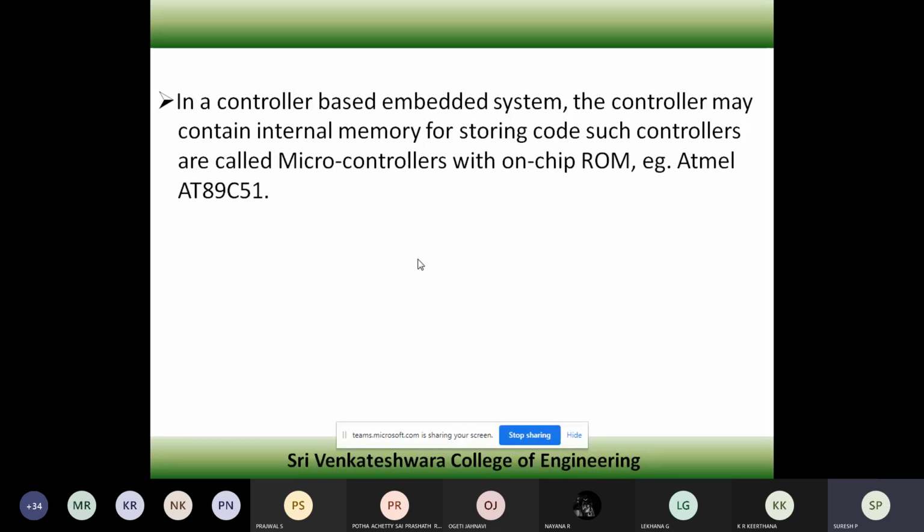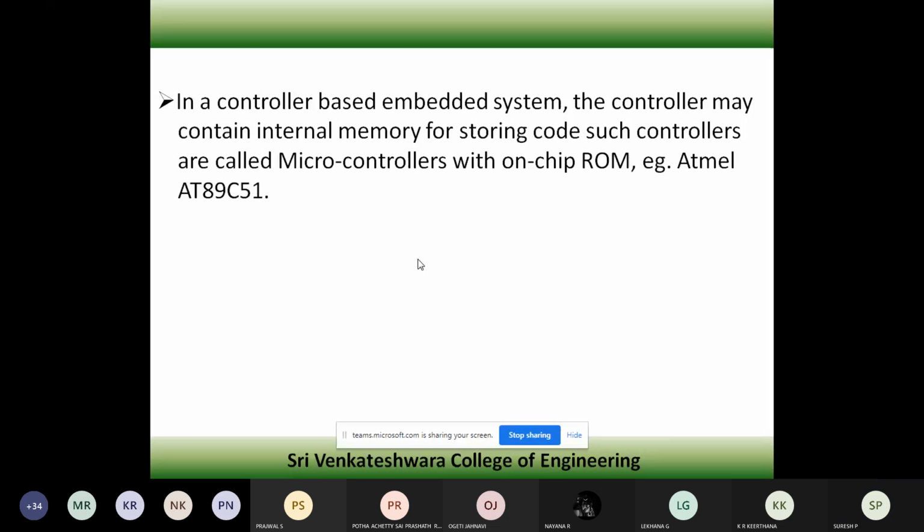Okay, so in a control based embedded system, what will happen? The controller may contain internal memory for storing code, and such controllers are called microcontrollers with on-chip ROM. As I told you, we have already seen the difference between controllers and microprocessors. Your microcontroller will have its own internal ROM and RAM. The ROM inside your microcontroller will hold the typical application, what action it has to perform.